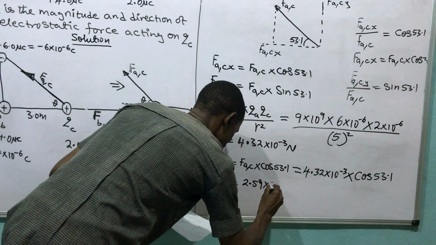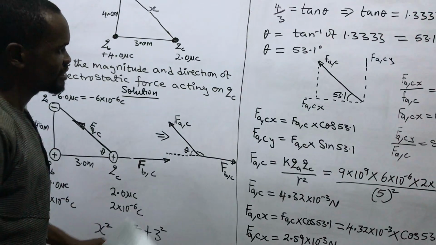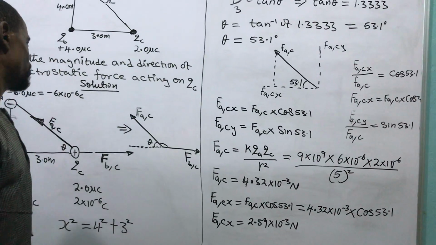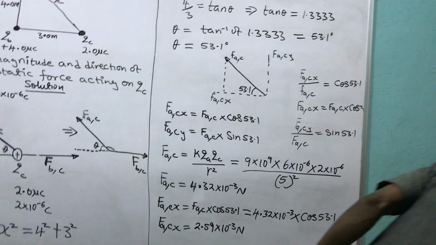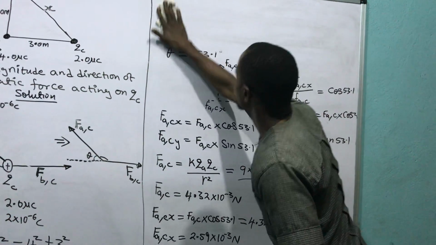2.59 times 10 raised to the power minus 3 Newton. I've gotten that for the x-axis. Now we have to get the force for y. Let's get it for y so that we get our answer finally.